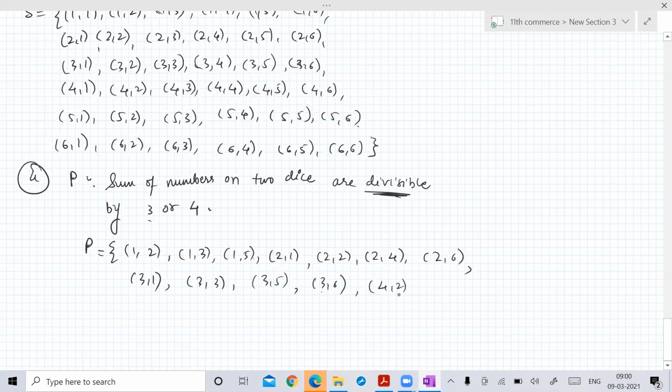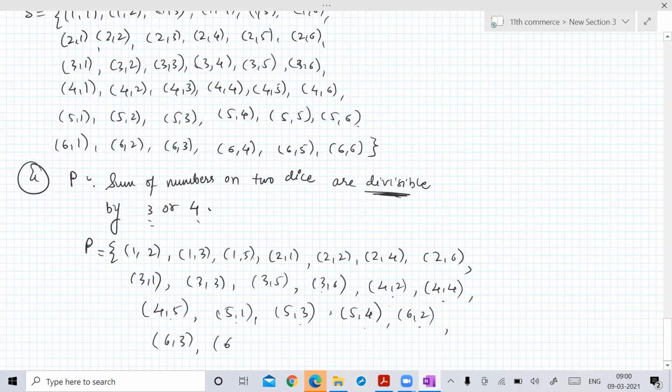4,2 is 6, divisible by 3. 4,4 is 8, divisible by 4. 4,5 is 9, divisible by 3. 5,1 is 6, divisible by 3. 5,3 is 8, divisible by 4. 5,4 is 9, divisible by 3. 6,2 is 8, divisible by 4.